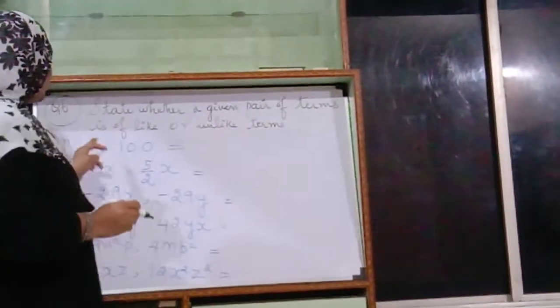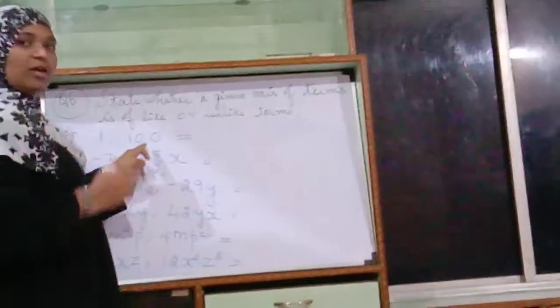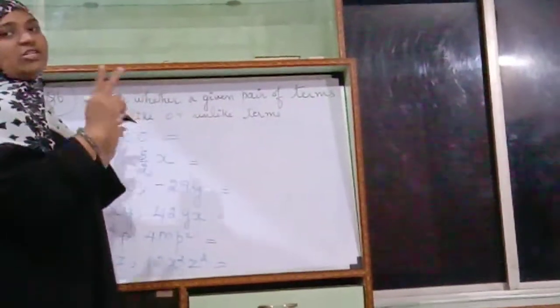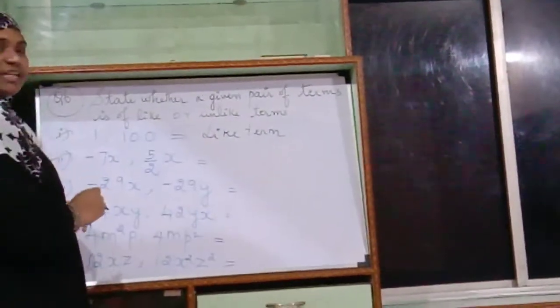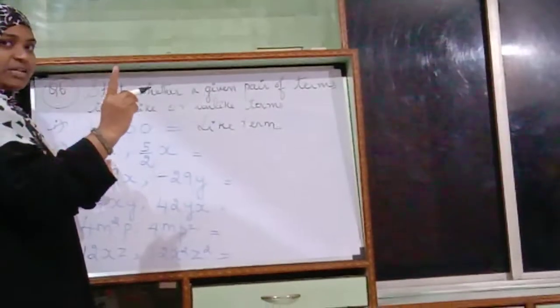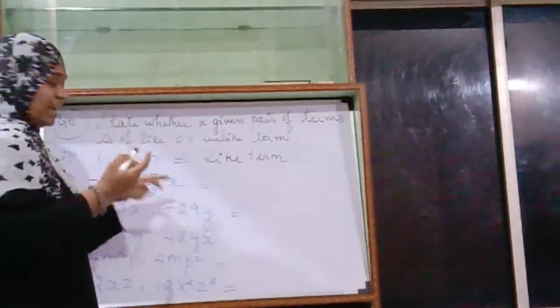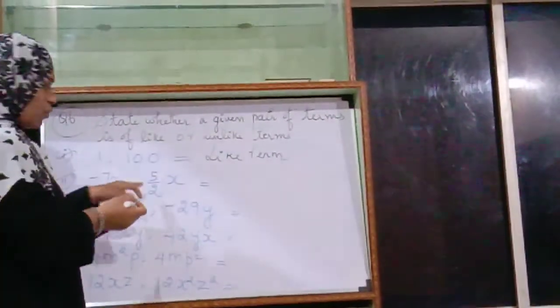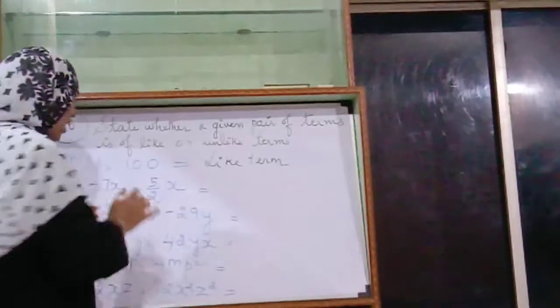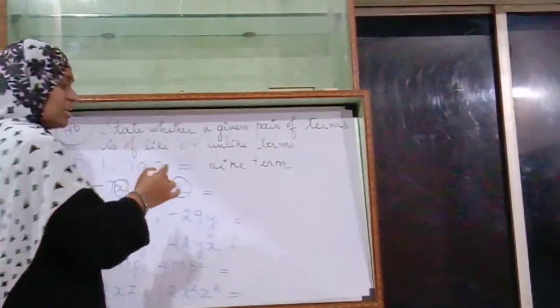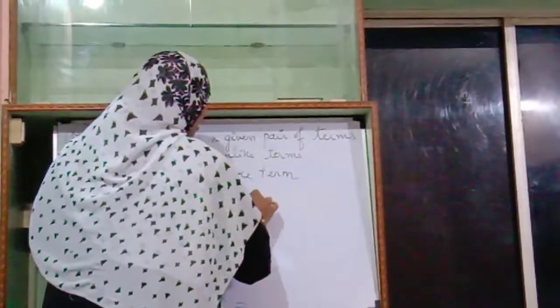The first question tells 1 and 100. Both of them are numbers, so it is called a like term, right? The second question tells minus 7x is one term, one pair of terms, and 5 by 2x. One is positive, one is negative, one is a whole number, one is a fraction, you don't have to worry. But you have x and x in both the terms, so again it is your like term.